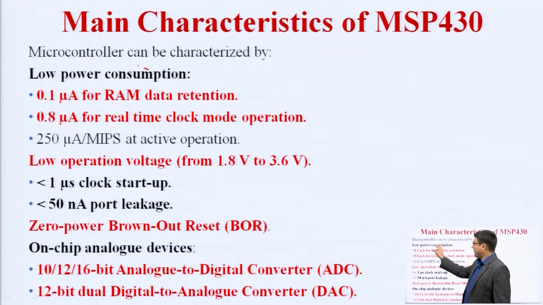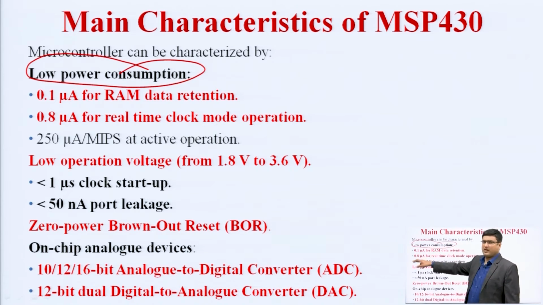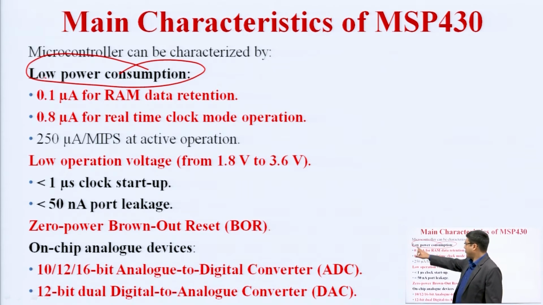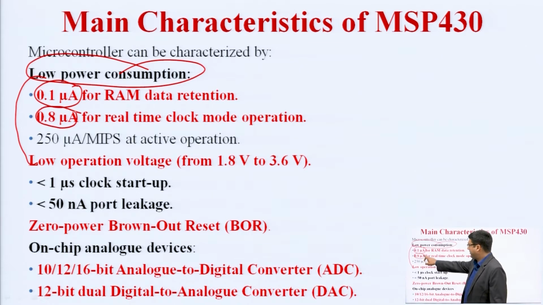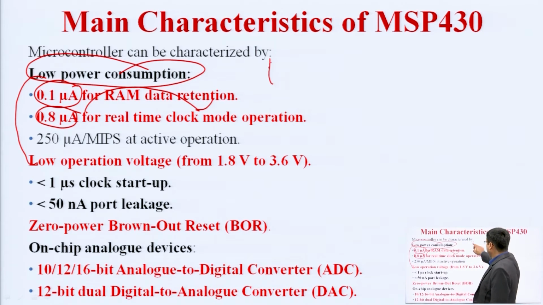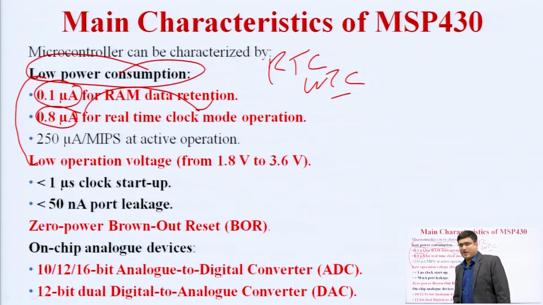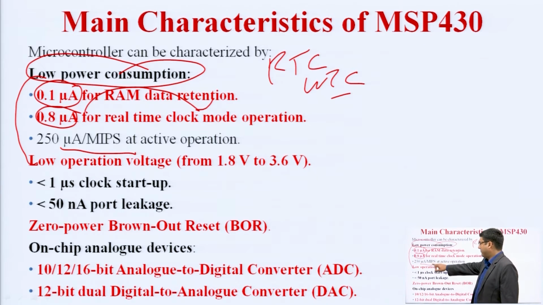So, it has a low power consumption. We have seen in the introduction part that it is a low power consumption. For RAM data retention, it is available as 0.1 microampere, very less, and 0.8 microampere for real time clock. For RTC clock and other watchdog timer mode, it has 0.8 microampere of power consumption, and 250 microampere per million instructions per second at active operation. That is, when the things are activated, it has 250 microampere of power consumption.